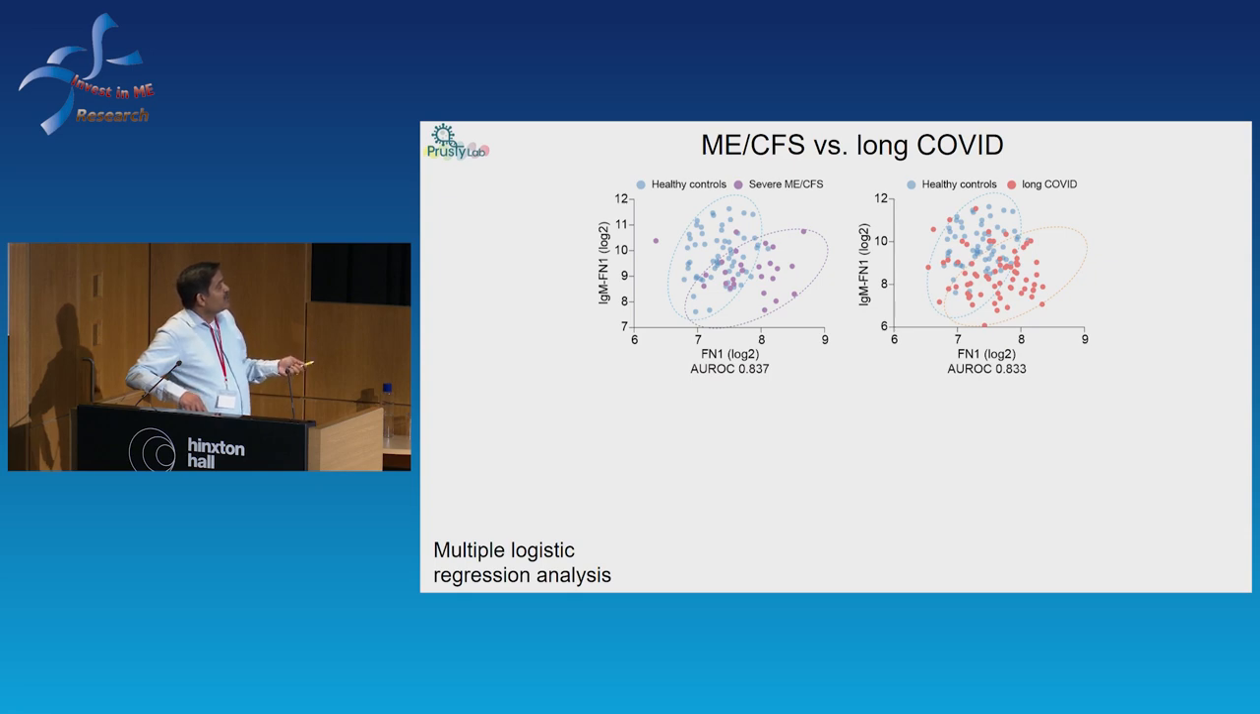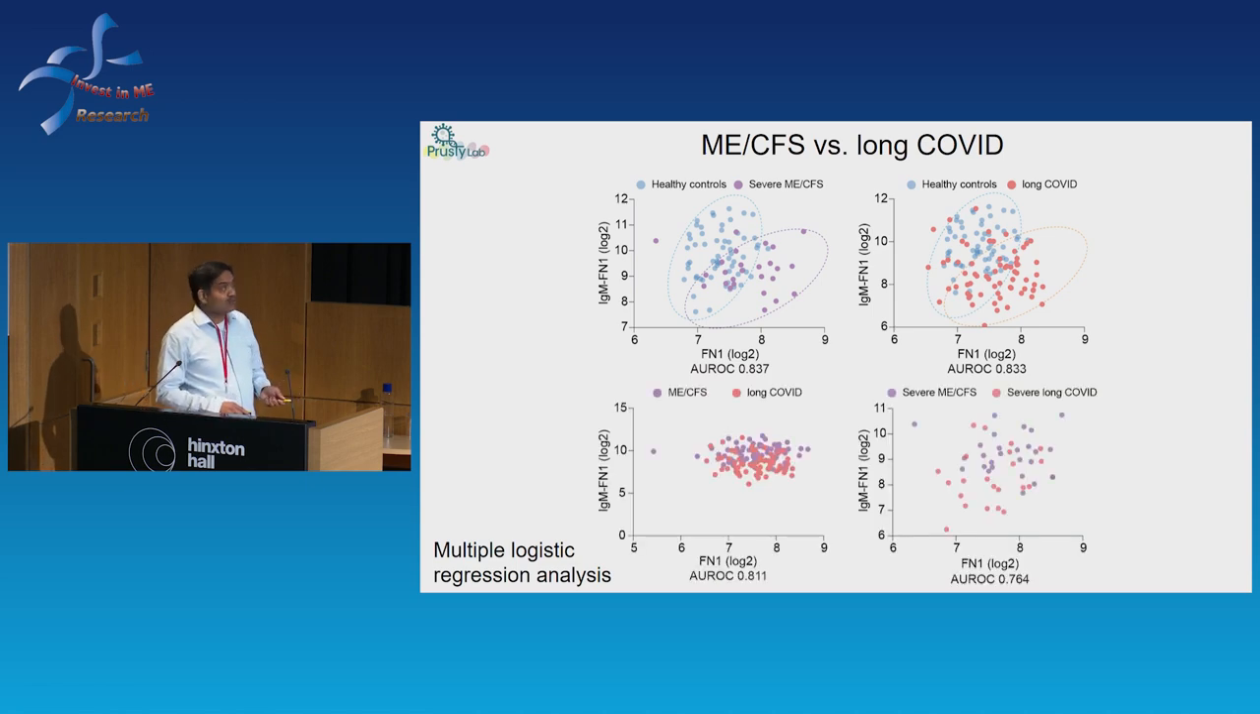So you can see that they are quite different from each other. And if you look into the long COVID patients, both mild and severe, they tend to form a similar tendency. So there is a lot of overlapping if we talk about only fibronectin and IgM against fibronectin. If you compare the ME/CFS and long COVID groups, they look exactly the same. The only difference is that the IgM against fibronectin is a little bit more depleted in the long COVID patients. But if you compare the severe ME/CFS patients with severe long COVID patients, there is absolutely no difference between them.